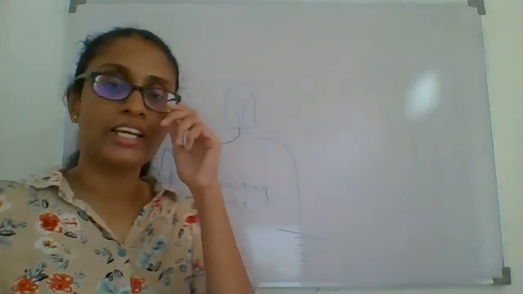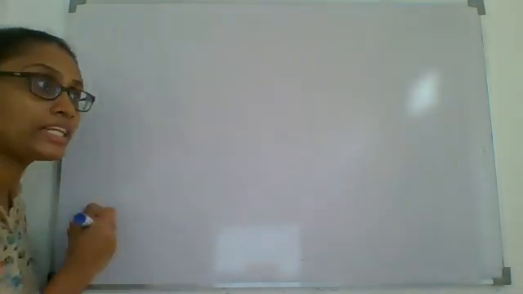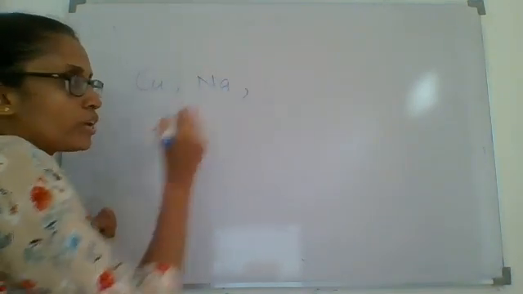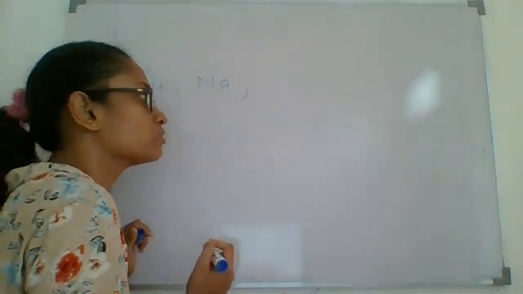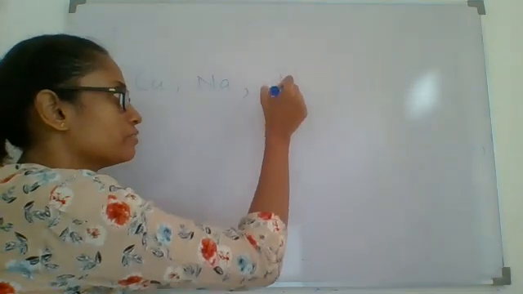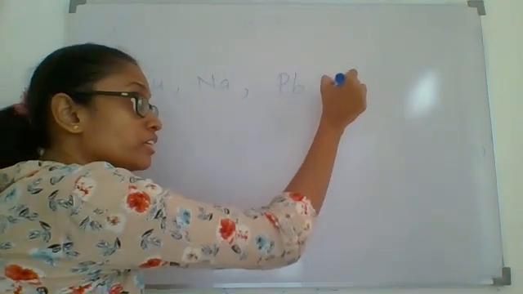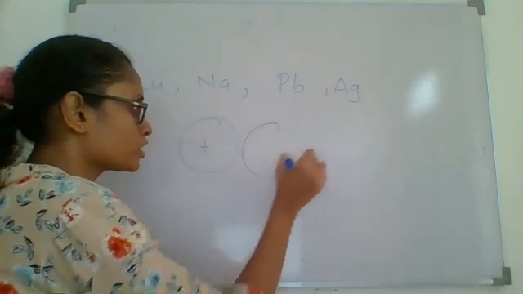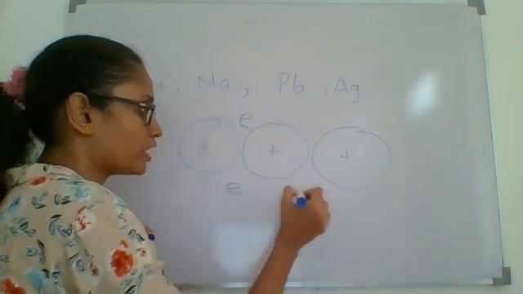Actually, conductors are normally composed of metallic ions. So conductors are copper, sodium, right? All the metals. Then lead, right? Silver. So they are comprised of positive charges and negative charges. Those are electrons.